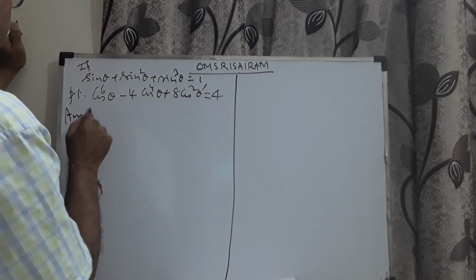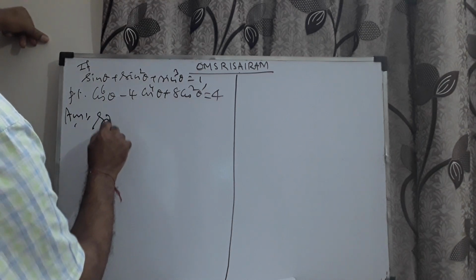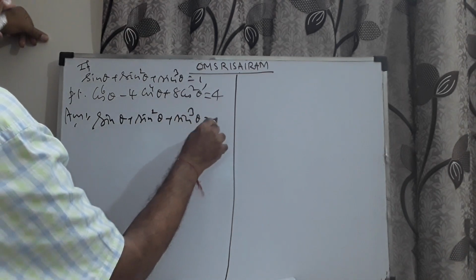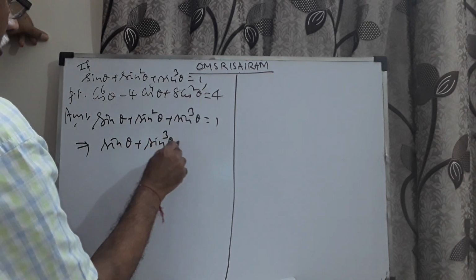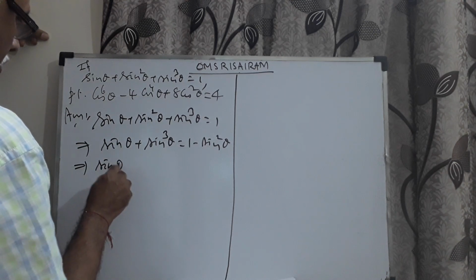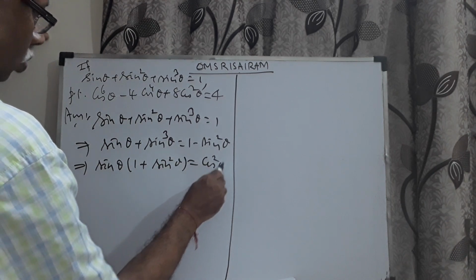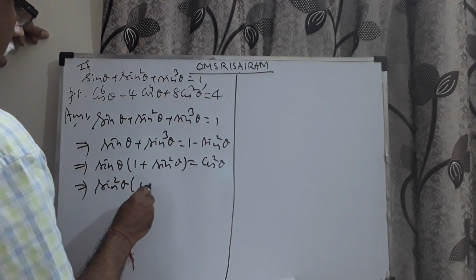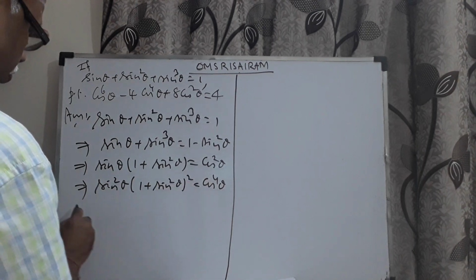Let me just think about the answer. It's not at all a difficult task. It's a very simple result. Just see here. Sin theta plus sin square theta plus sin cube theta is equal to 1, which implies sin theta plus sin cube theta is equal to 1 minus sin square theta, which implies sin theta into 1 plus sin square theta is equal to cos square theta. Let me take square on both sides. Sin square theta into 1 plus sin square theta the whole square is equal to cos power 4 theta.